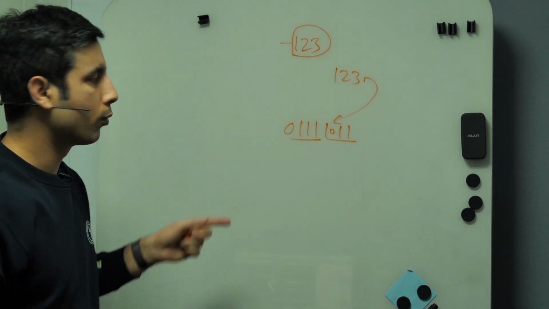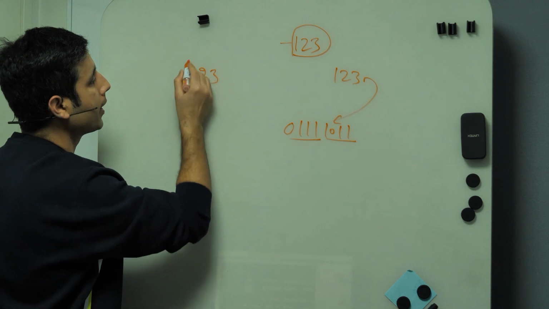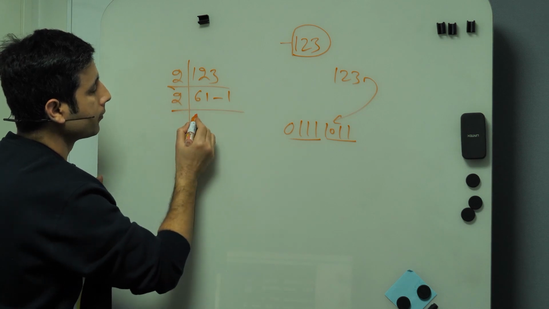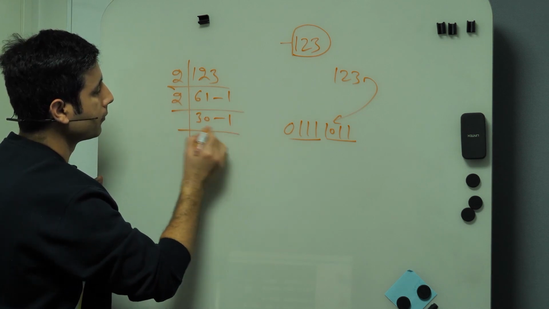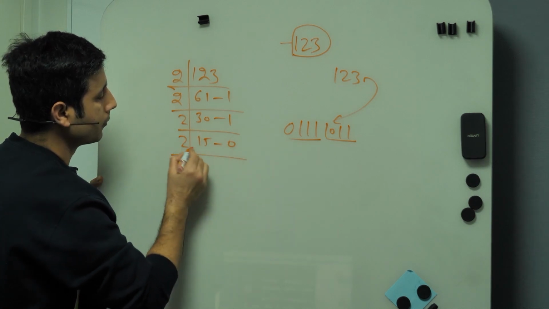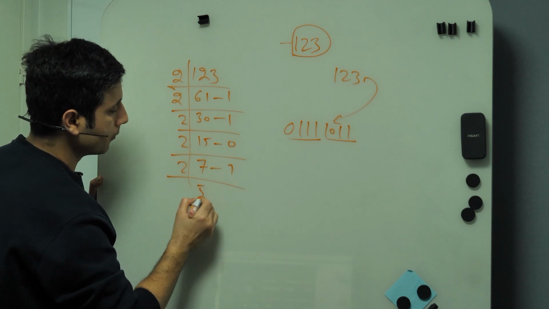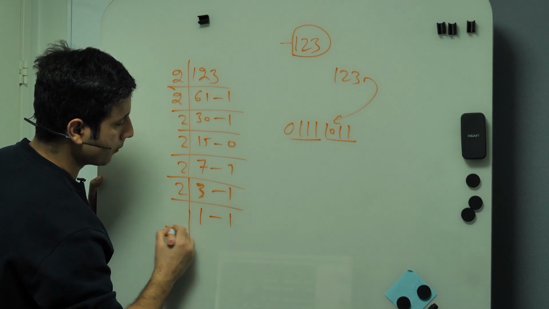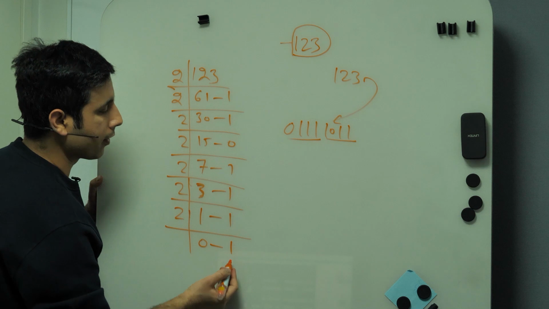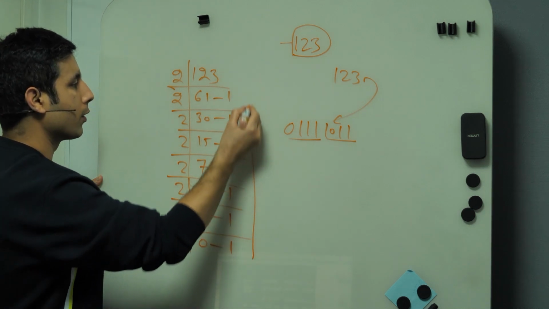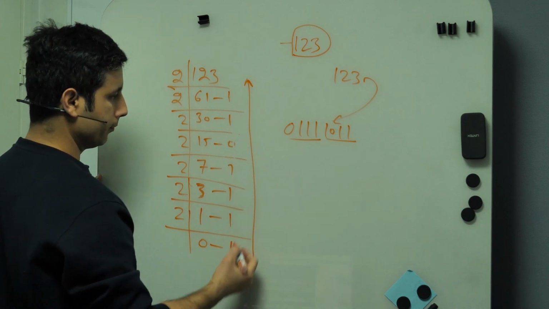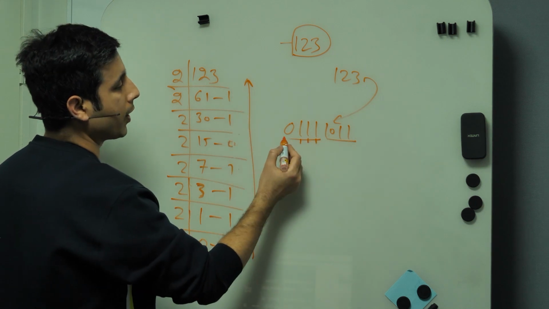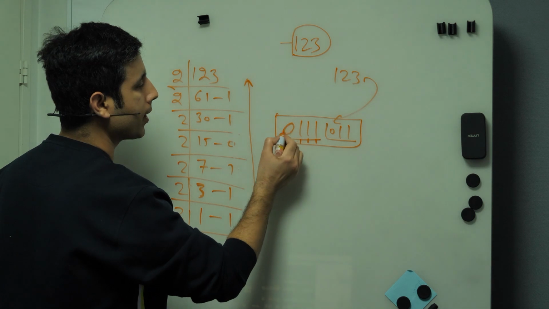You do it by simply dividing the number by 2 and storing the remainder. Now that you have all the remainders, you read them in reverse order. Because it's an 8-bit data type, we appended 0 in the front.